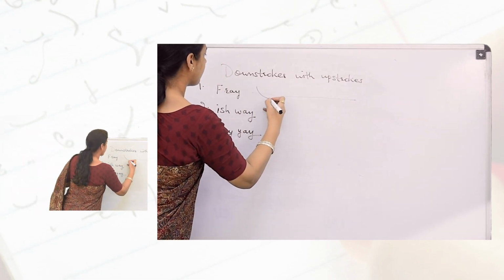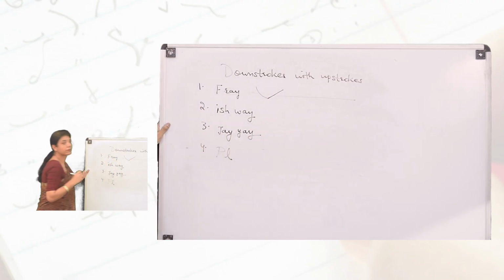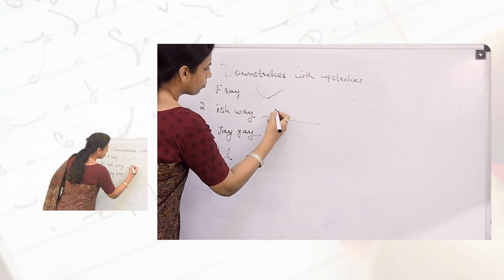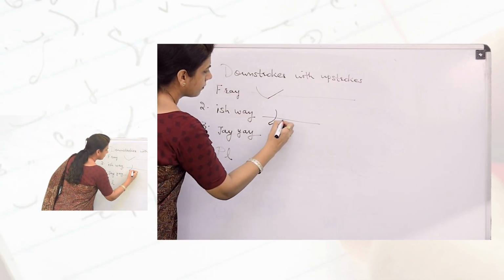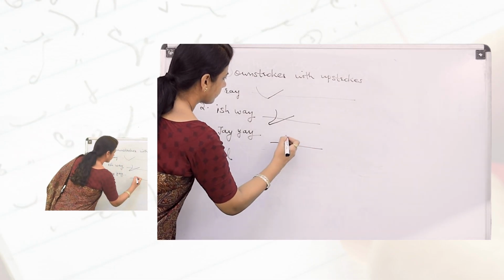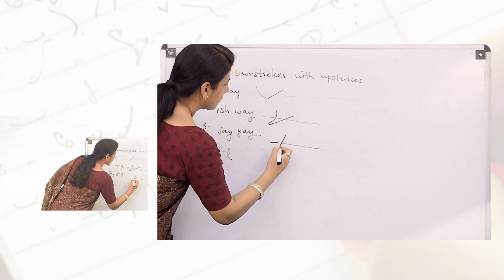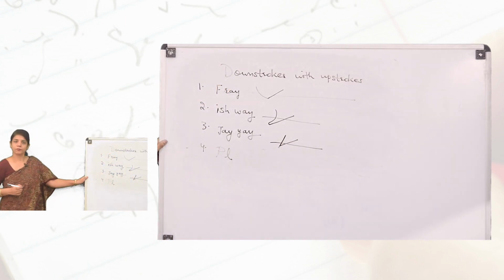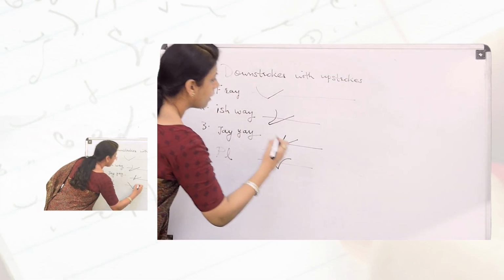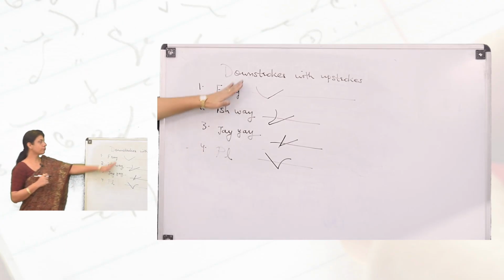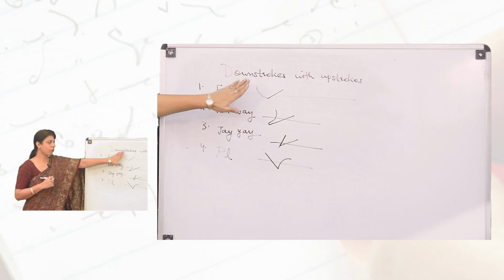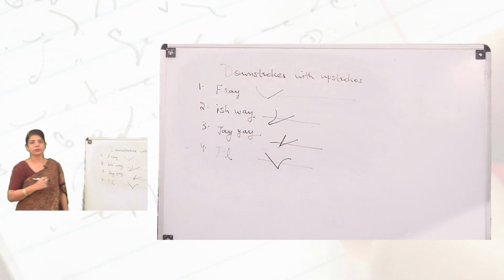F through the line, wherever F ends, re begins. Re is an upstroke, so it has to go towards the top. Ish through the line, followed by ve. J through the line, followed by ye. P through the line, wherever P ends, L begins. So this is the positioning of a combination where the first stroke is a downstroke followed by an upstroke.